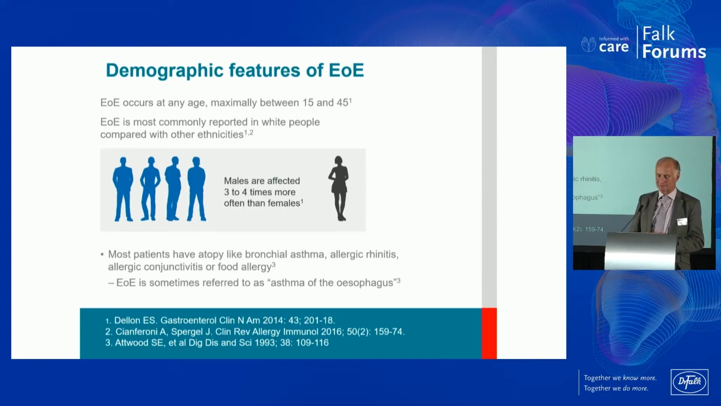Men are nearly 4 times more commonly affected than females. And interestingly, it's got a relationship to atopy, such as bronchial asthma, rhinitis, conjunctivitis. But the things that the patients might react to are often different in EOE to those they react to with their asthma. And when I first described it, I used the term asthma of the esophagus, which kind of helped explain to people what it was and is easier to say than eosinophilic esophagitis.